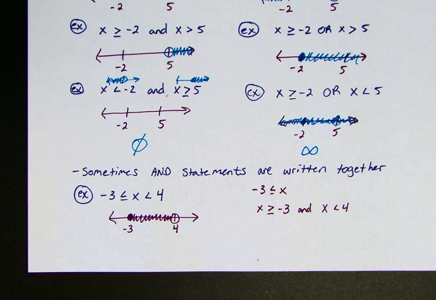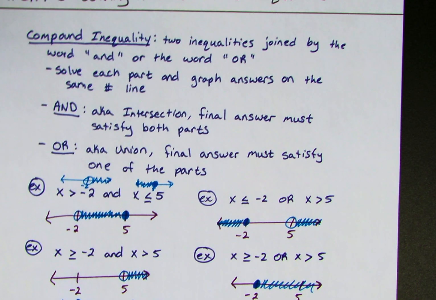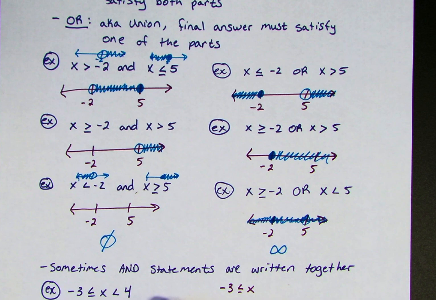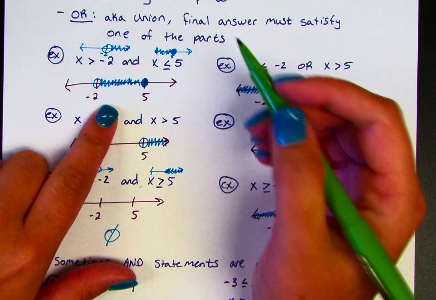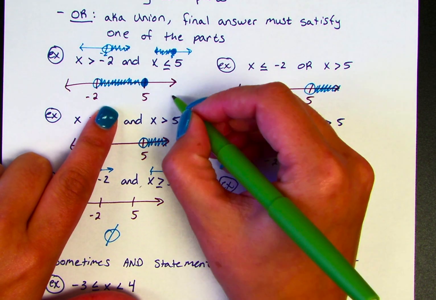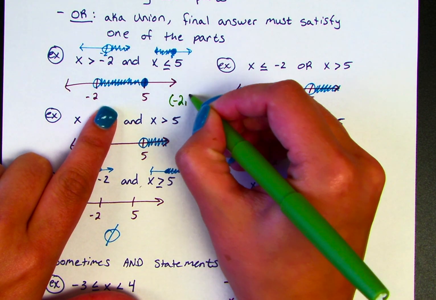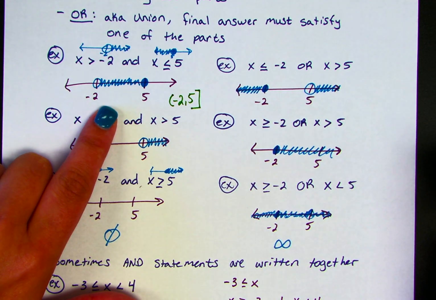All right, so those are what our graphs are going to look like. Now, if we did have to write our answers in interval notation, if I just go back up and look at the graphs, remember we do a parenthesis with an open circle, bracket with a closed circle. So on that first example right here, if I had to write my answer in interval notation, this would be -2 to 5, and the 5 would get a bracket.